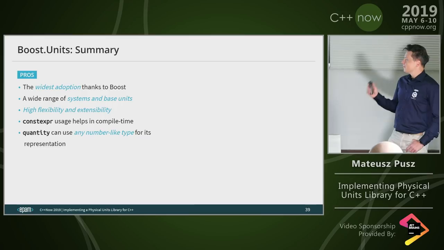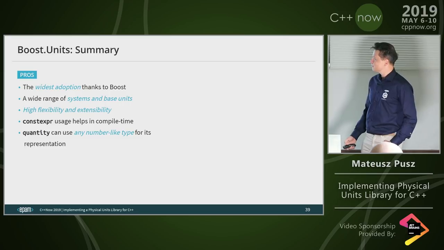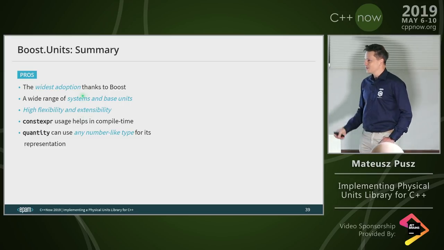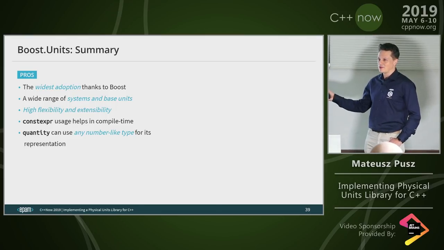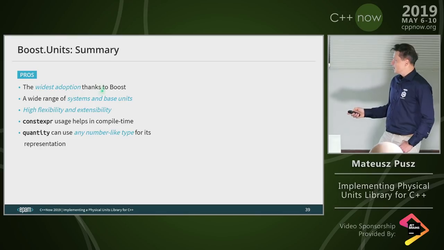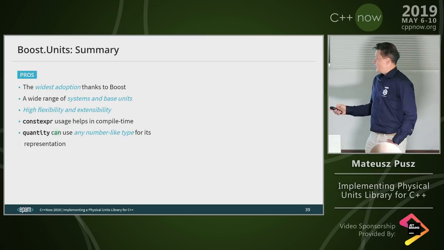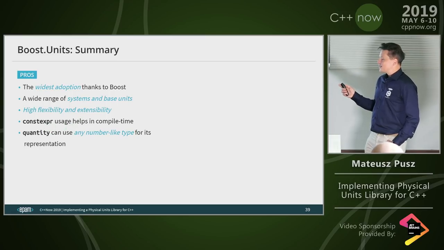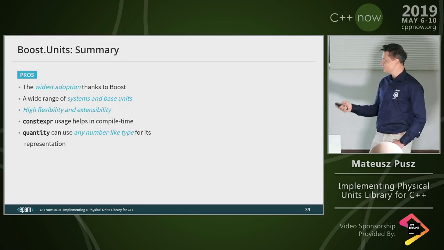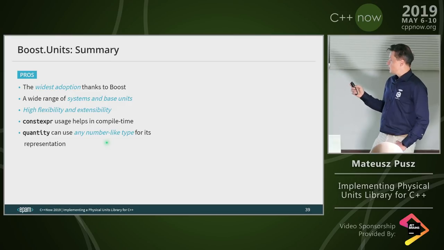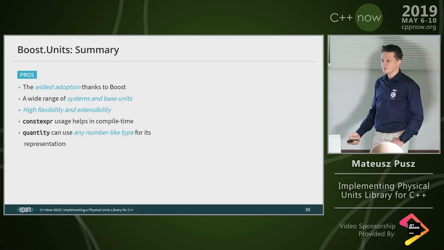So the good things. I think that Boost Units has the widest adoption rate in the community because it's part of Boost. It supports a lot of stuff, sometimes even more than you expect, but sometimes also doesn't contain stuff that you need. You saw how many helpers we had to do for simple operations. It has high flexibility and extensibility. You can add anything there. Actually, this is a pre-C++11 design, but constexpr was added to it, so it works at compile time, which is good. And quantity can use any number-like type, so you can use double, you can use float, you can use complex for this. It's nice.